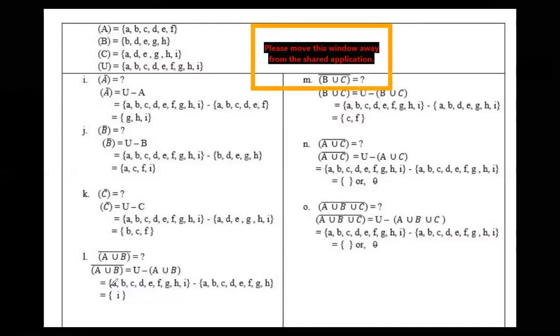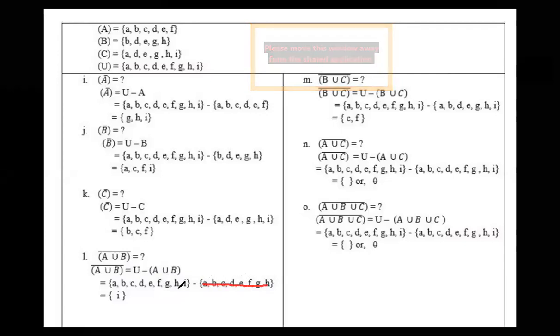Now the universal set is A, B, C, D, E, F, G, H, I, and the value of the union is A, B, C, D, E, F, G, H. So if there is a minus sign, what do you need to do? You need to cancel them. So keep cancelling: A, B, C, D, E, F, G, H. They are serially A, B, C, D, E, F, G, H. What is the remaining number? I is there. Okay, so I is our answer.